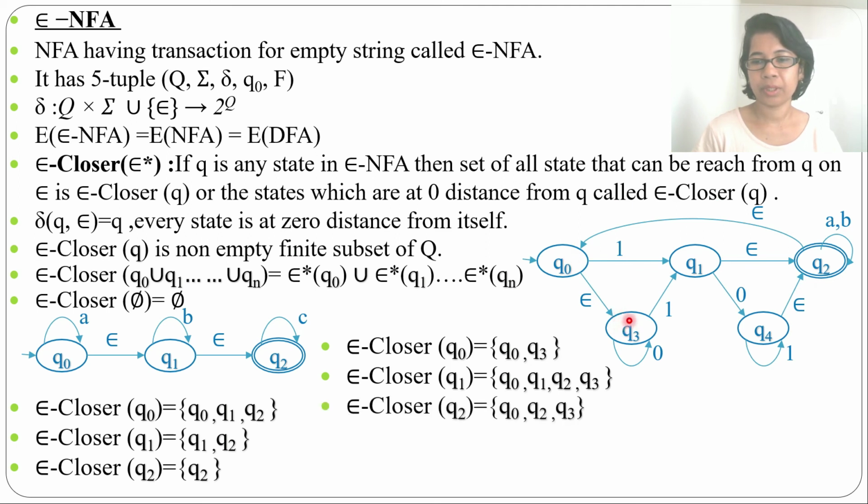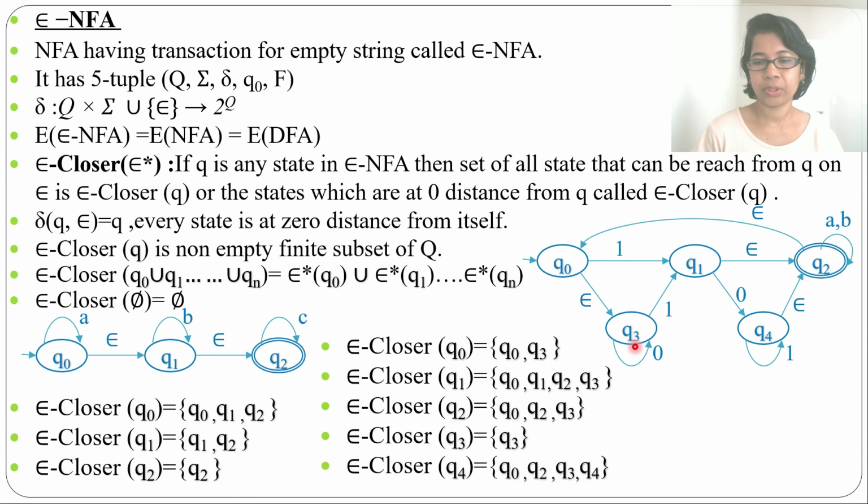Then E-closure of Q3 will be Q3 itself and there is no epsilon transition, so just Q3. Then E-closure of Q4 will be Q4, then Q2, then Q0, then Q3. So it will be Q0, Q2, Q3, Q4. Just Q1 is not there.